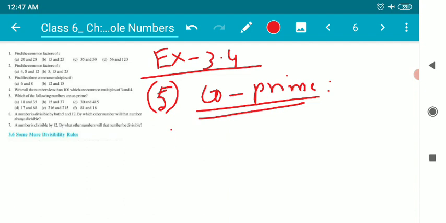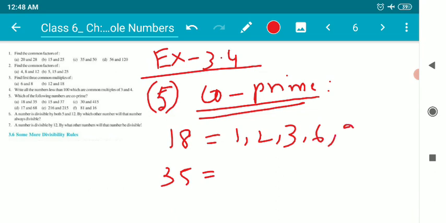For an example, 18 and 35, and we need to check whether they are co-primes or not. So how will I check, children? Let us write down all the factors of 18 first. 1 is a factor of 18, then 2, then 3, then 6, then 9, then 18 itself. These are the factors of 18, meaning these numbers divide 18.